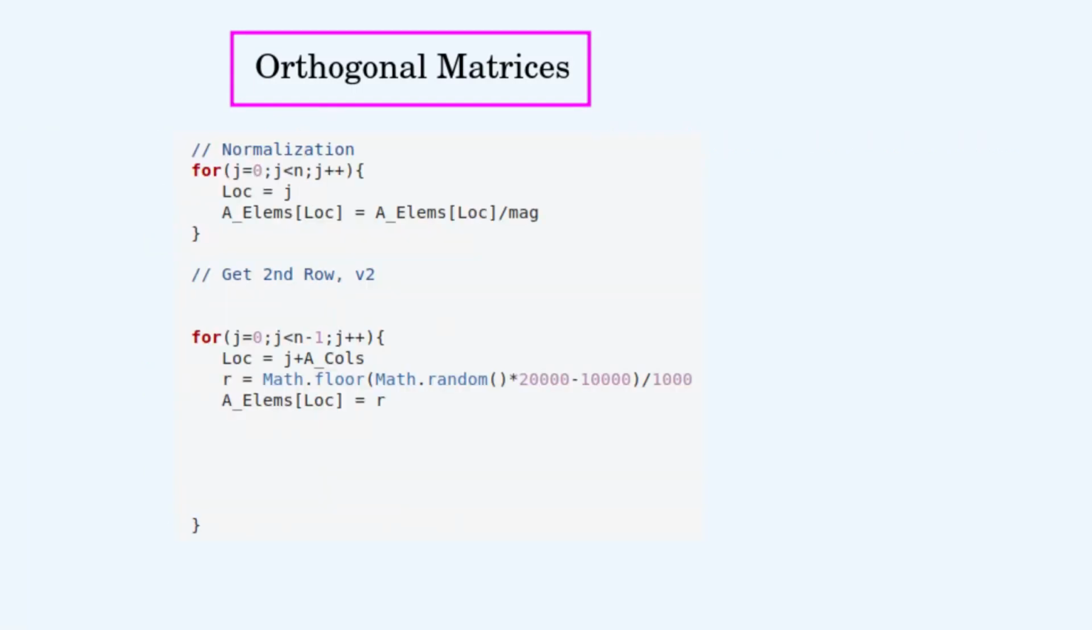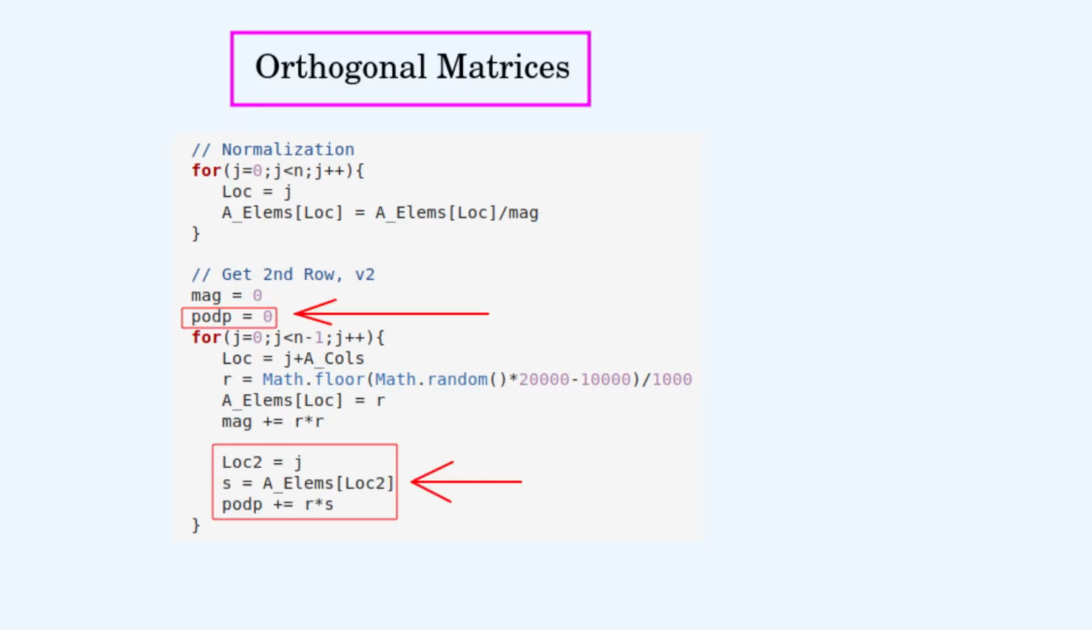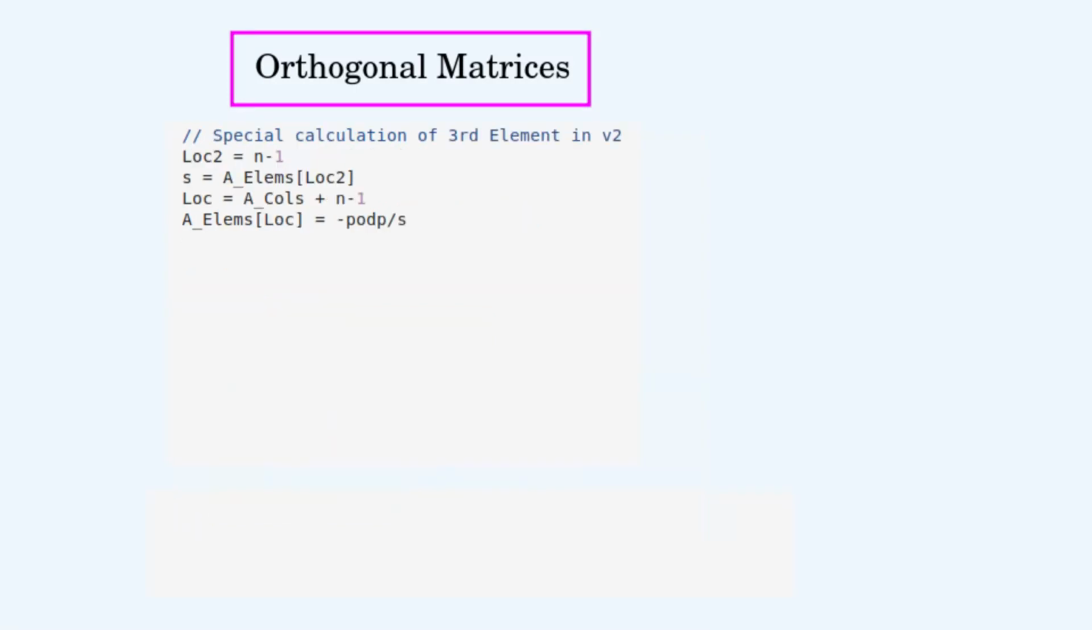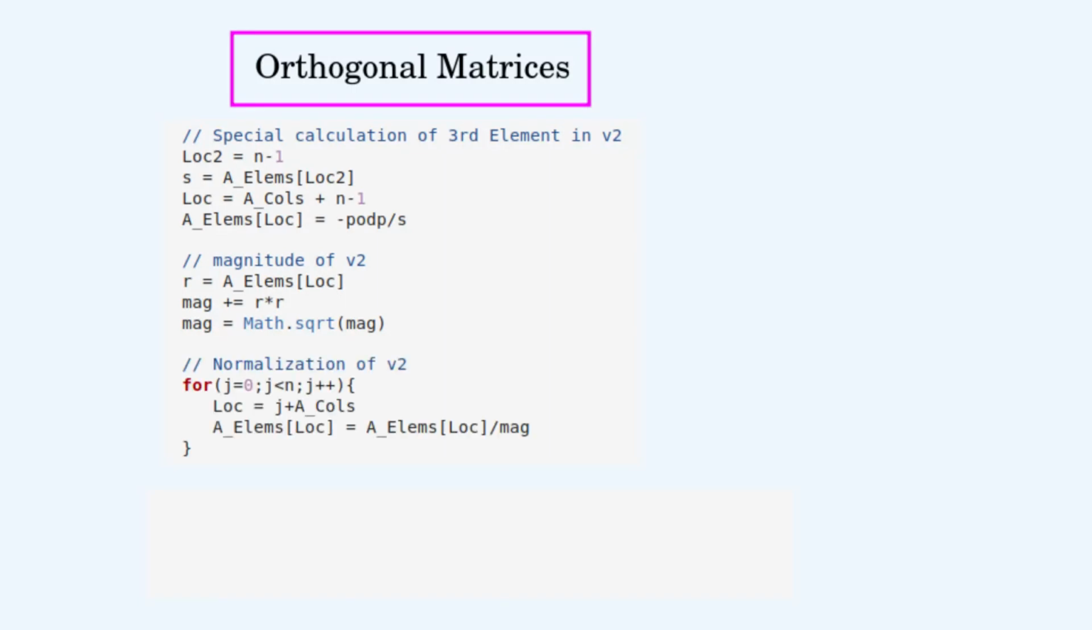We'll create a loop to go through the first 2 elements of the second row and put random numbers into them. We'll partly calculate the magnitude of this vector. And we'll calculate this other variable so as to use it to get the third entry in the second row. So now to the next page of code. Here is where we'll calculate the third element in the second row, using the algebra that we've derived earlier. We'll calculate the magnitude of the second row vector here, and then use it to normalize this vector.